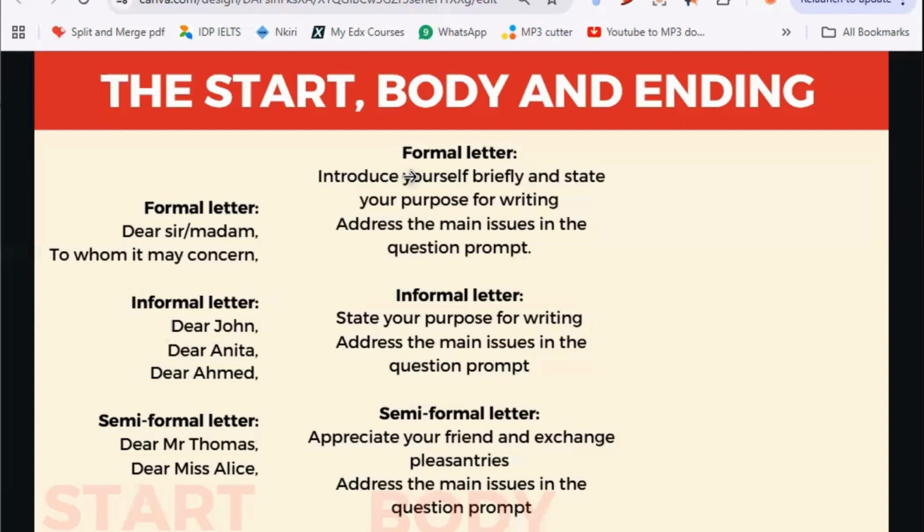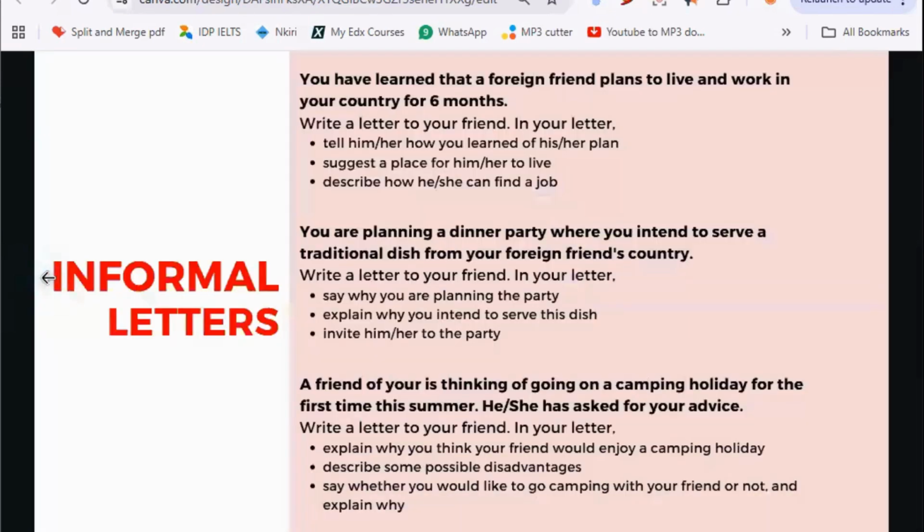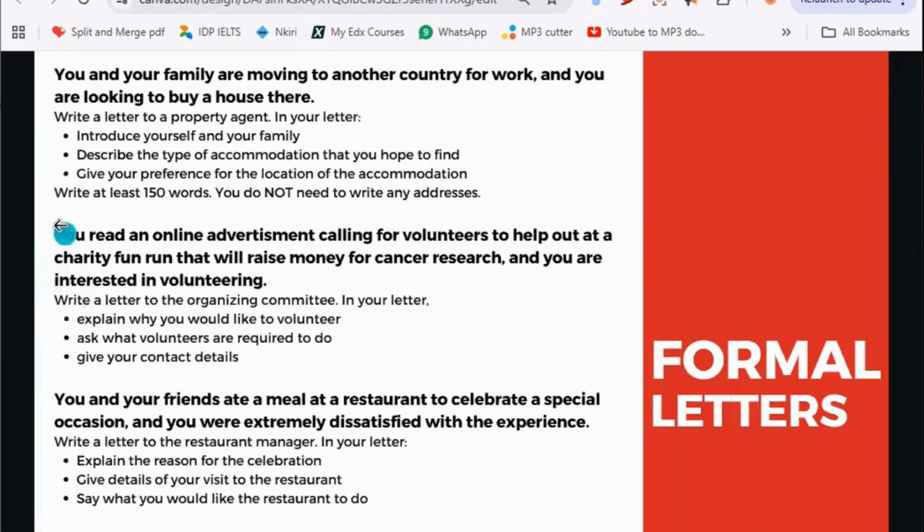The second thing in the main body is to address the main issues in the question prompt. So let's look at one of the questions that I showed earlier on. Look at this formal letter, the one in the middle. You read an online advertisement calling for volunteers to help out at a charity-run fund that will raise money for cancer research, and you are interested in volunteering. Write a letter to the organizing committee.